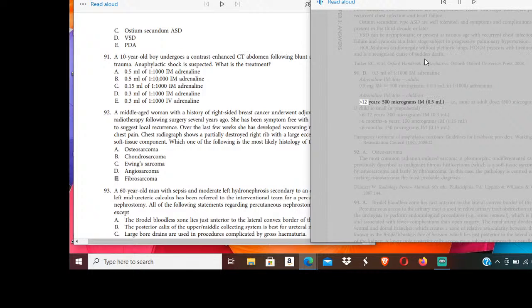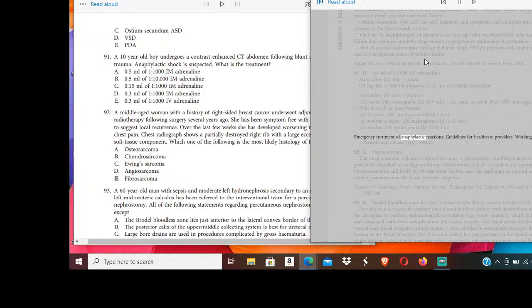Adrenaline IM dose, children greater than 12 years: 500 micrograms IM, 0.5 milliliters, i.e., same as adult dose; 300 micrograms, 0.3 milliliters, if child is small or prepubertal. 6-12 years: 300 micrograms IM, 0.3 milliliters. Greater than 6 months to 6 years: 150 micrograms IM, 0.15 milliliters. Less than 6 months: 150 micrograms IM, 0.15 milliliters.